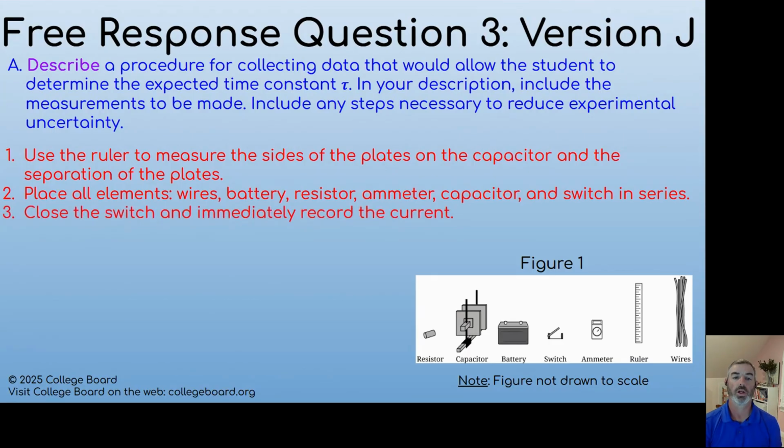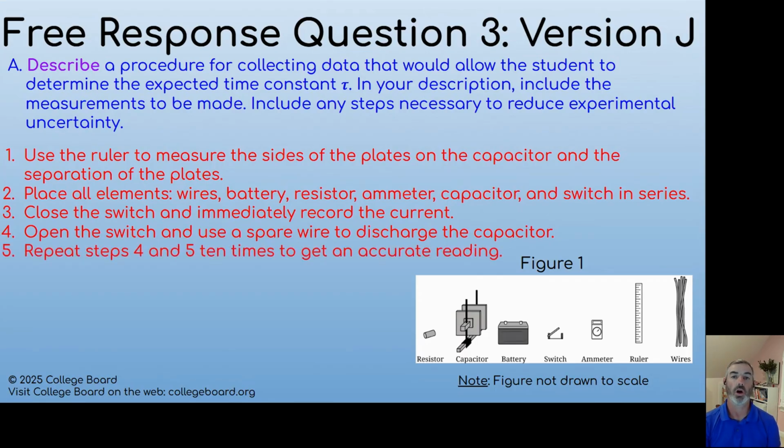Then we're going to close the switch and immediately record the current the moment that happens, because at that point there's no charge on the capacitor, so the resistor is getting all of the current going through it. That means we can use Ohm's law to find an experimental value for the resistor. Then we're going to open the switch, and use a spare wire to place on either side of the parallel plate capacitor to discharge it, so the charge can flow from one plate to the other, so there's no excess charge on either plate.